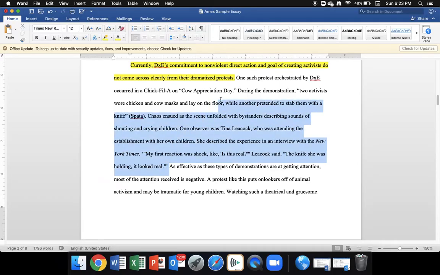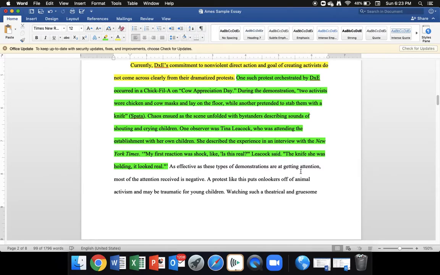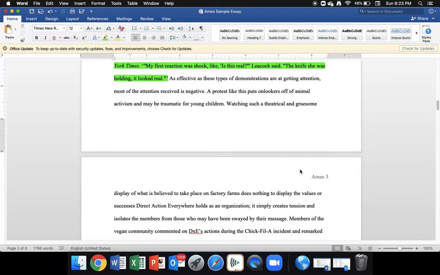So here we have kind of a 3x paragraph going on. We've got a chunk of information describing a situation that is representative of the kind of things she hopes her audience will avoid. Let's go on to some of her commentary.